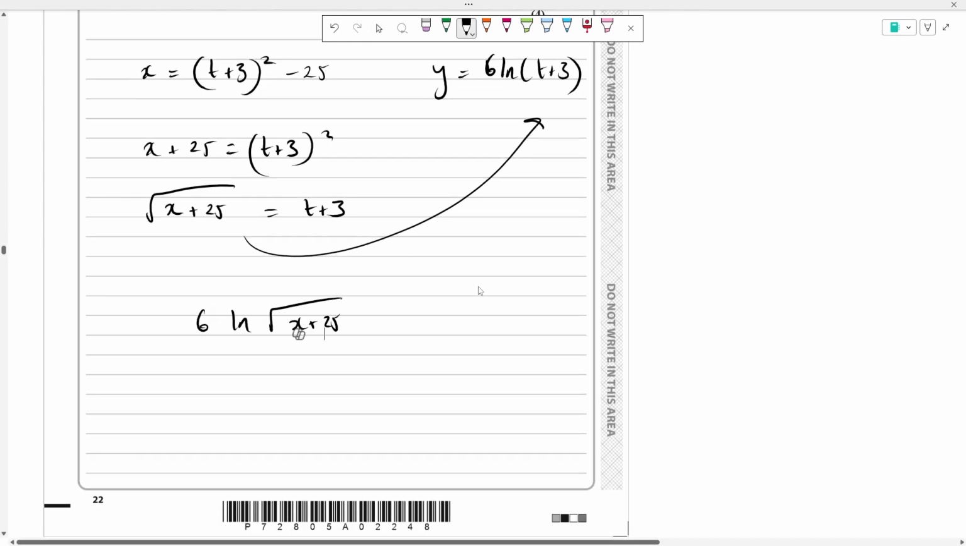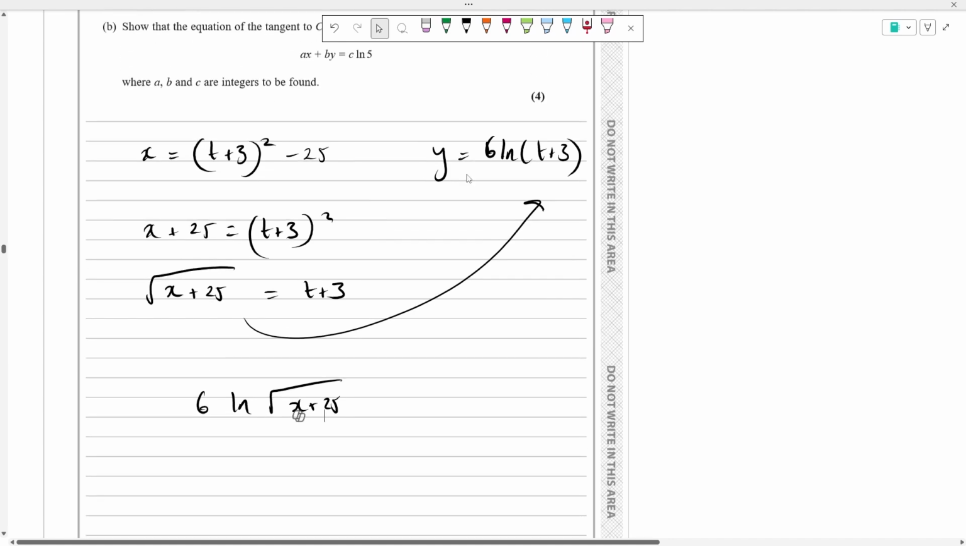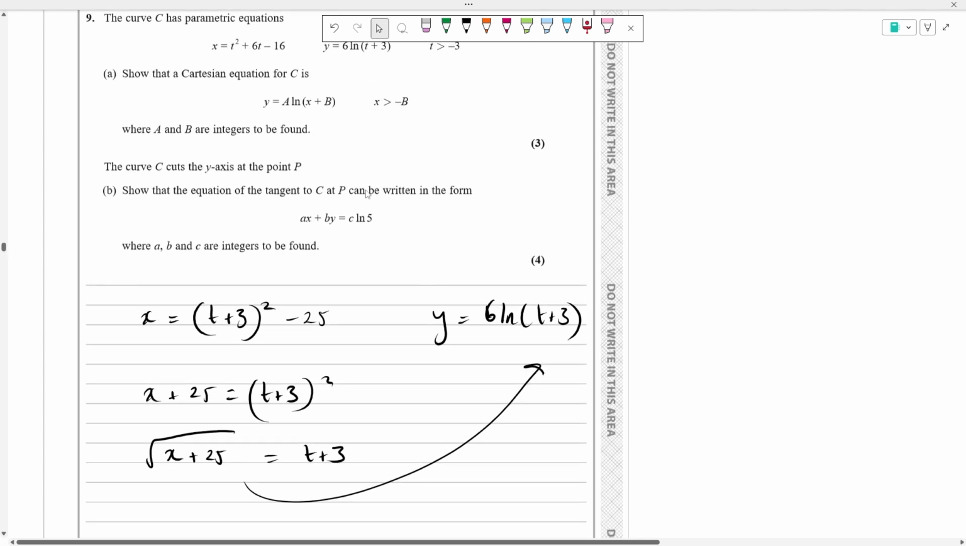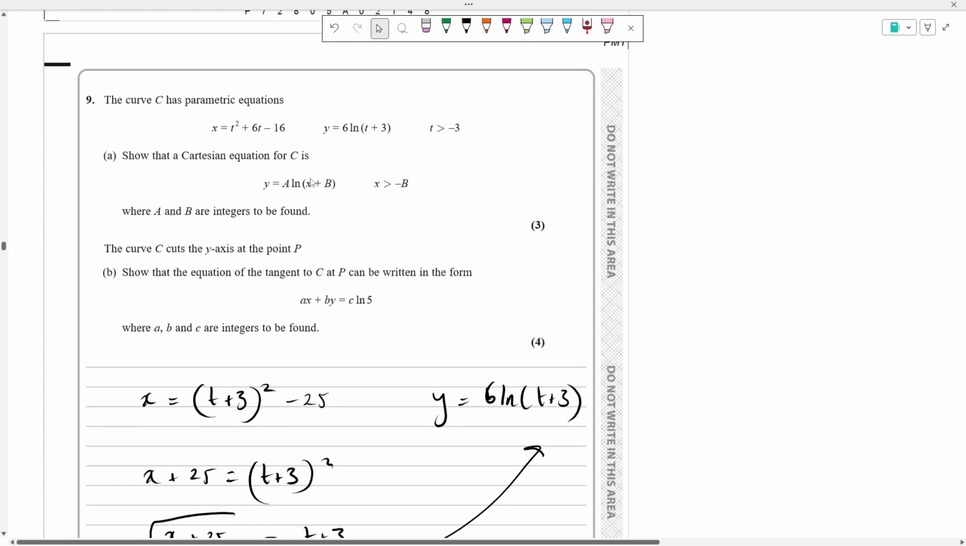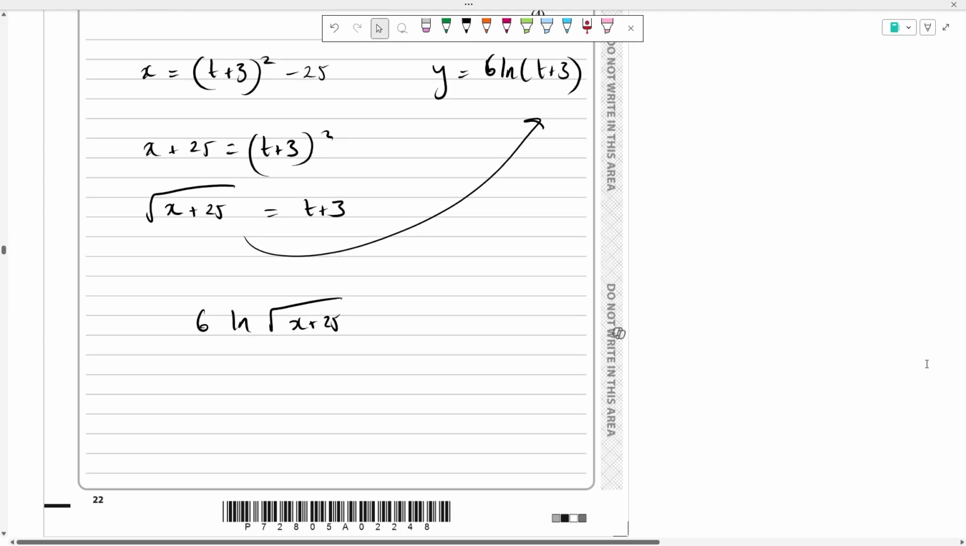Now we don't necessarily need to worry about the plus or minus, because we can't really have a minus in our ln. So we're just going to take our positive value. Now the question is saying a factor, and we don't necessarily want any roots in here. So I'm actually going to rewrite this as 6 ln of x plus 25 to the power of half.